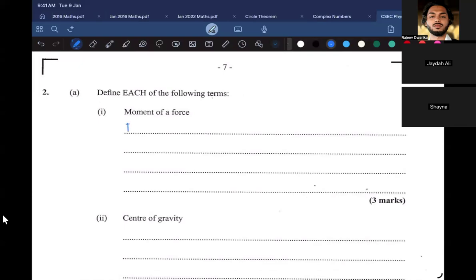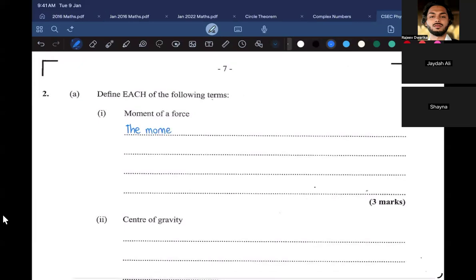So the moment of a force is the product of the force by the perpendicular distance from the pivot.